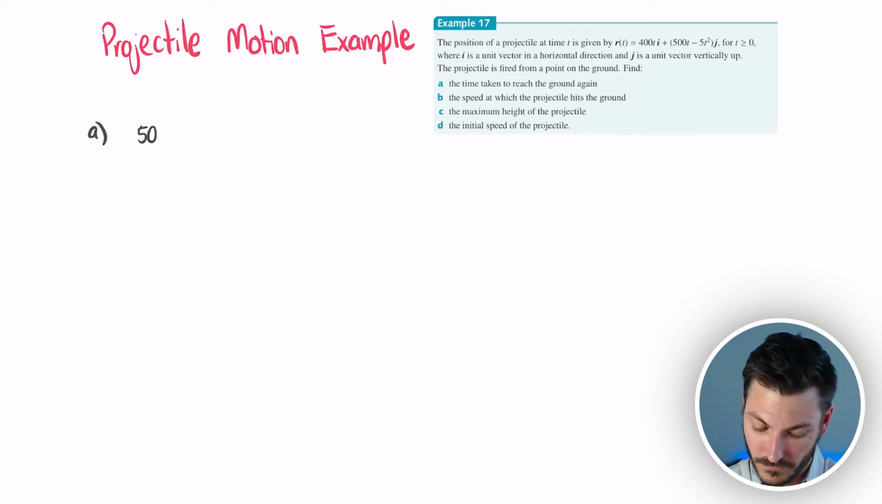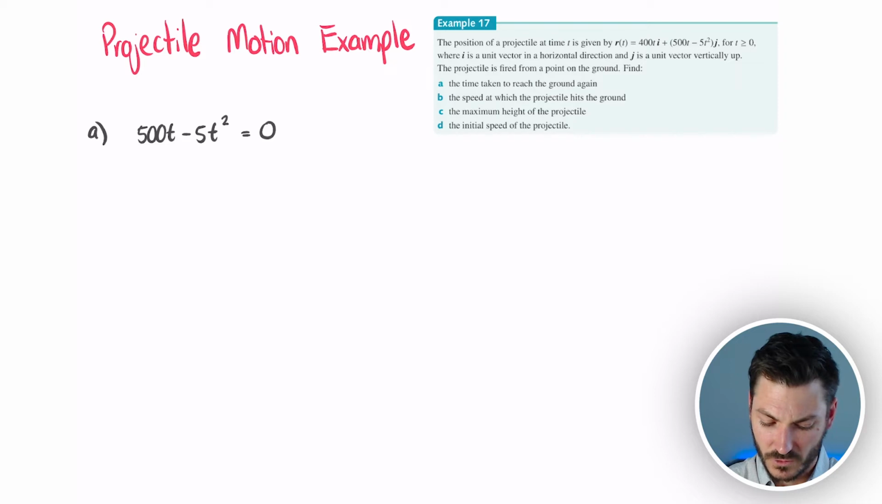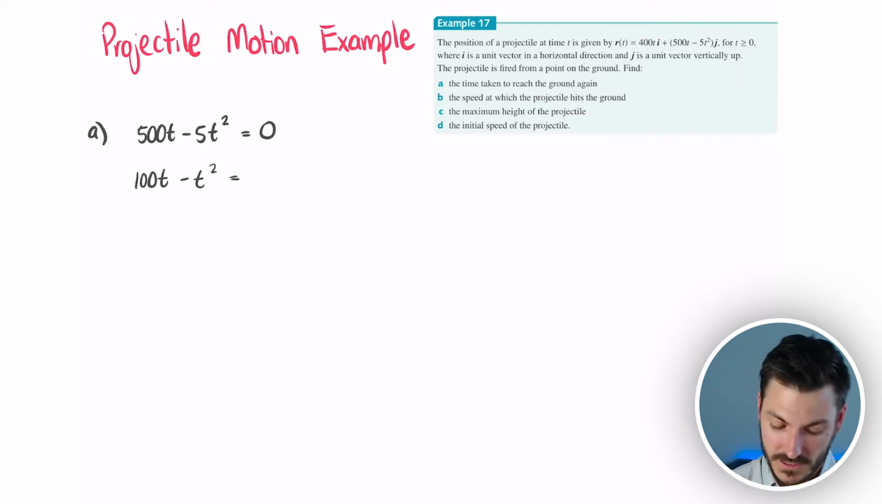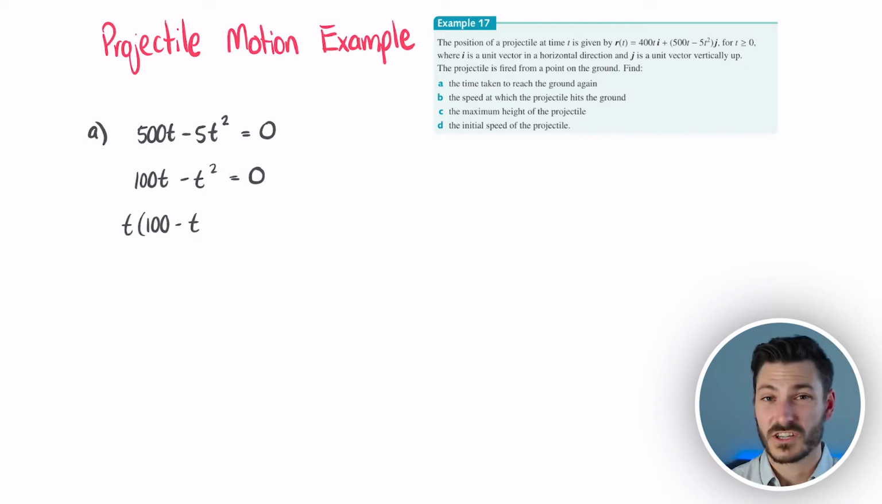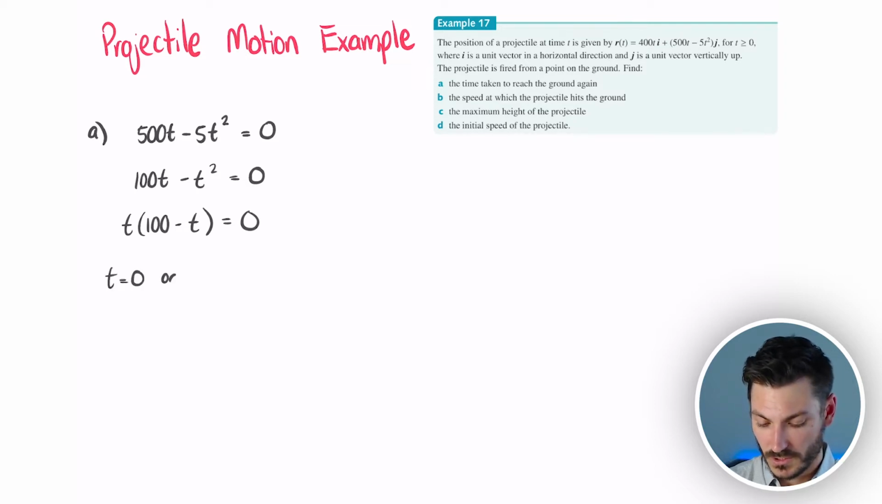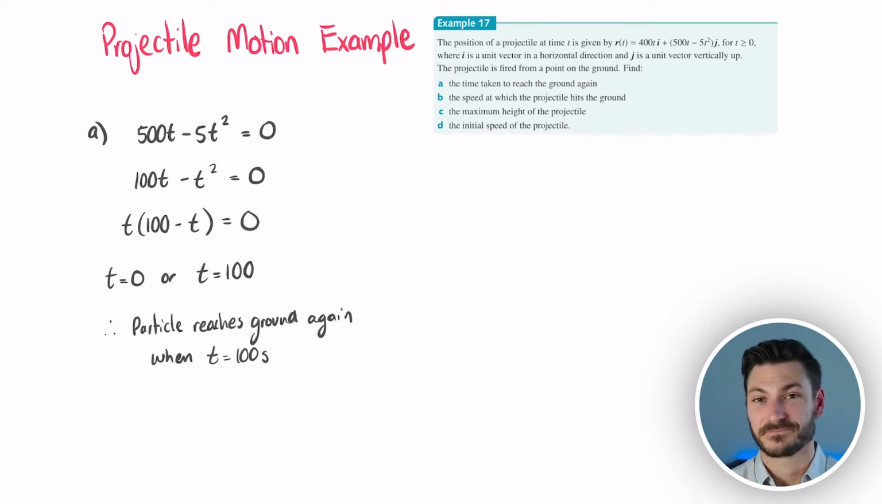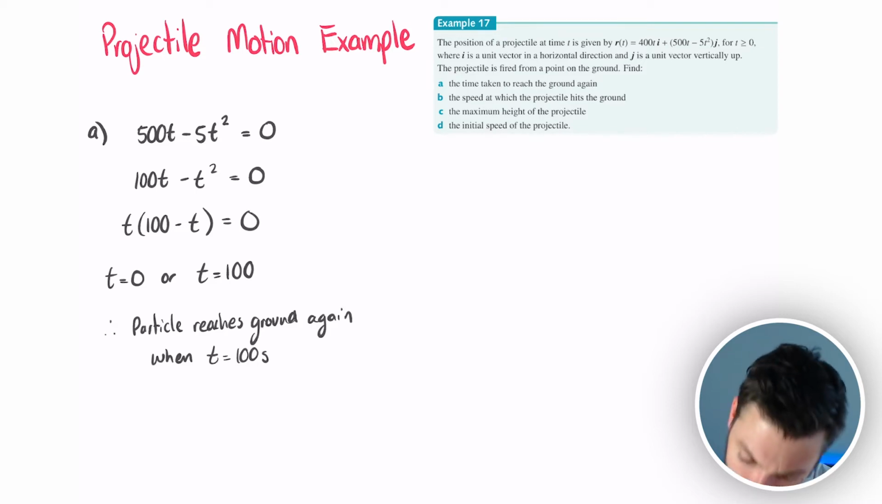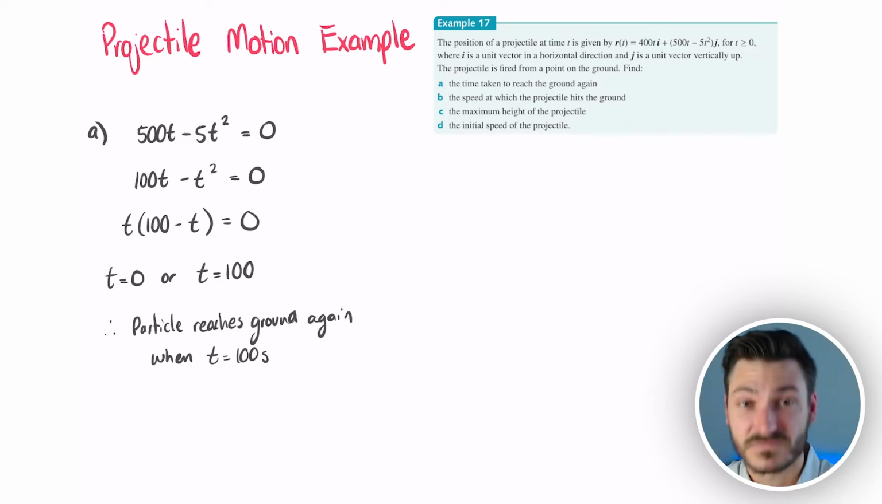So the j component, 500t minus 5t squared equals 0, and we solve that. I'm just going to first of all divide everything by 5 to simplify it, and then factorize t. Which gives me two answers, t equals 0 or t equals 100. My answer therefore is when t equals 100. 100 seconds, I think. It doesn't tell me the units of time, so I'm going to assume it's in seconds.